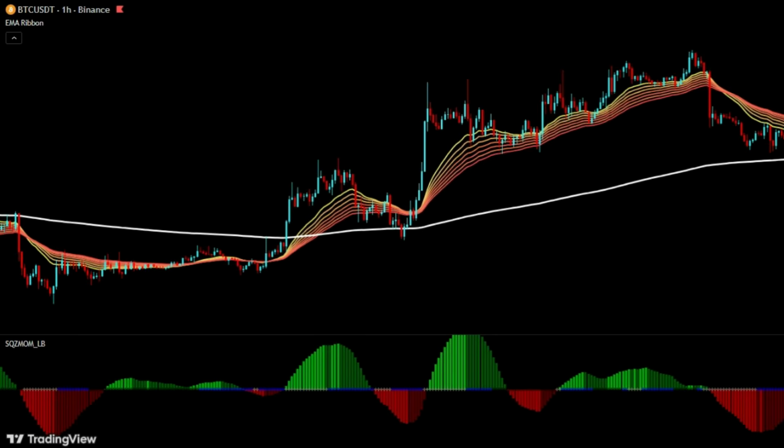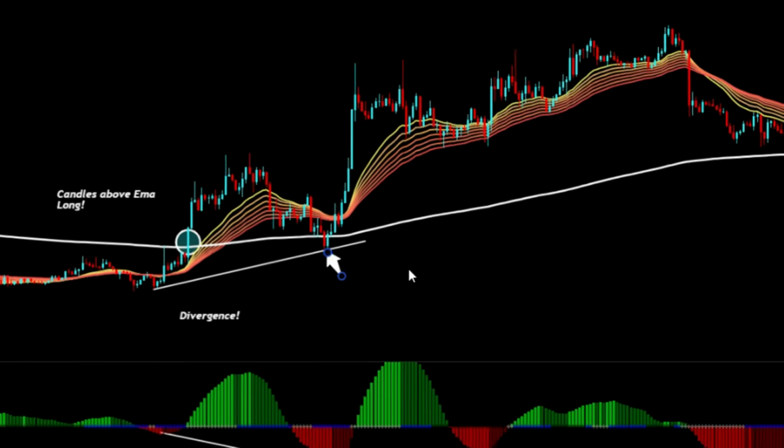Now let's see how this can improve our setup. In this example, price breaks above the EMA ribbon. This shows that bullish momentum may be strengthening and that we should start paying attention to potential long setups. At the same time, we have divergence. Price is creating lower lows, while the oscillator is creating higher lows, giving us our second layer of confirmation.